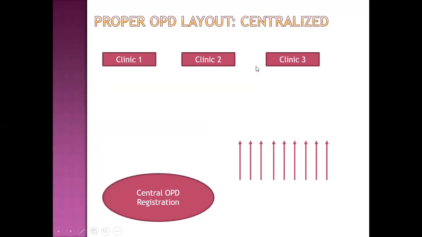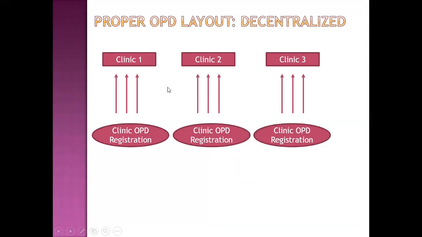So this is centralized layout where we have multiple clinics and a central OPD registration. Here all the patients wait in a waiting area, and there may be as a disadvantage an element of confusion about where these patients should go. Then we have decentralized layout where we have OPD registrations for different clinics and patients directly go to clinic after registration.